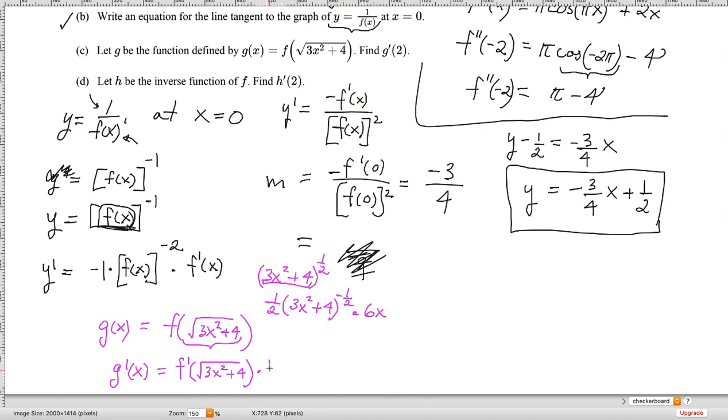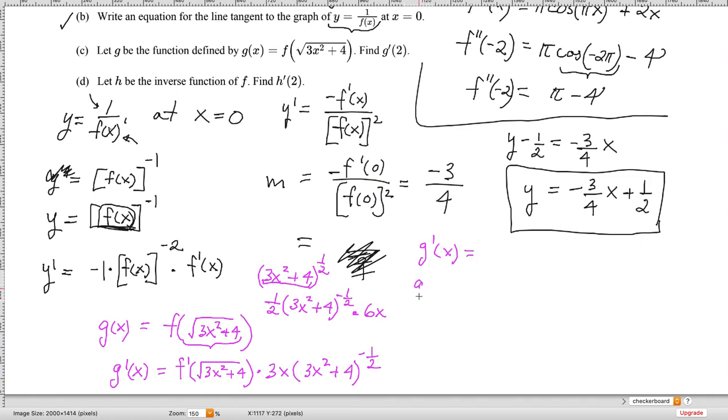I'm going to rewrite that. I'm going to write 1/2, but 1/2 of 6 is 3, so it's 3x times 3x squared plus 4 to the negative 1/2. And I still have some work to do with this, the f prime of this value, but not really, because I want to find g prime of 2. So what I'm going to do is skip this.